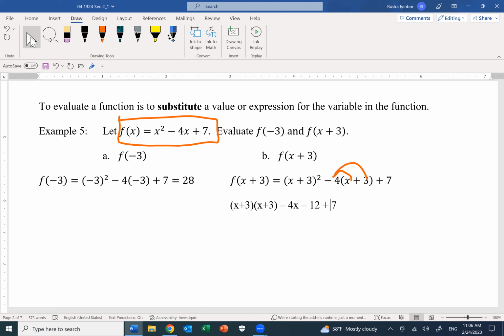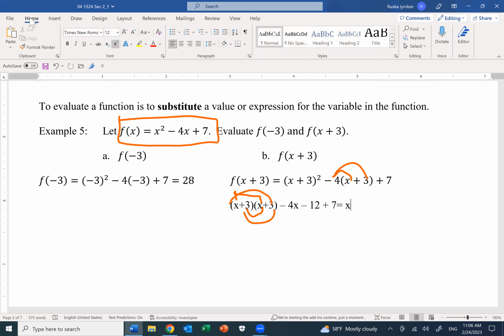Okay, this is what we have so far. Now we have to FOIL here. If you remember, FOIL is multiply first and first, x times x, x times negative 3, negative 3 times x, negative 3 times negative 3. So when I do that, I'm going to get x squared. Okay, and then plus 3x, plus 3x again, plus 9. And then I'm going to copy everything, minus 4x, minus 12, plus 7. And from here, we know what you need to do.